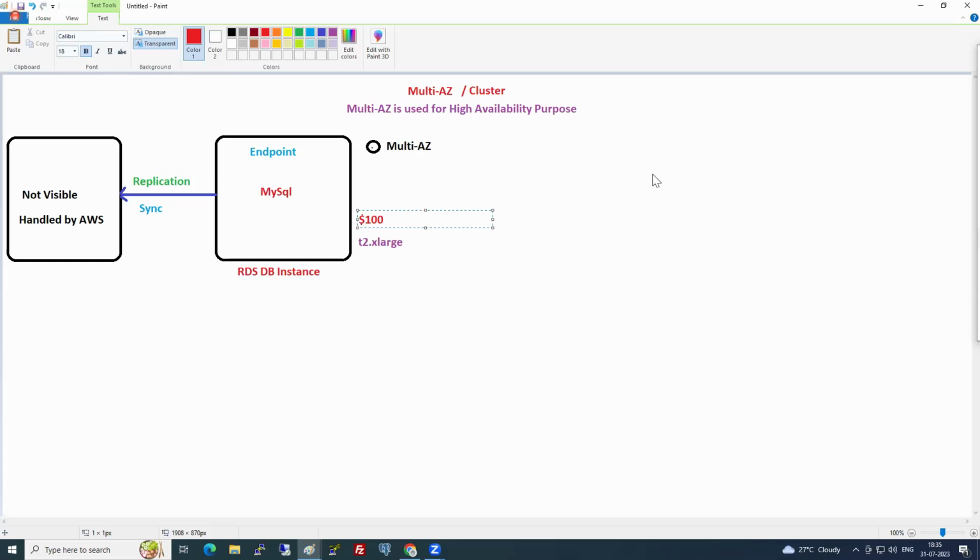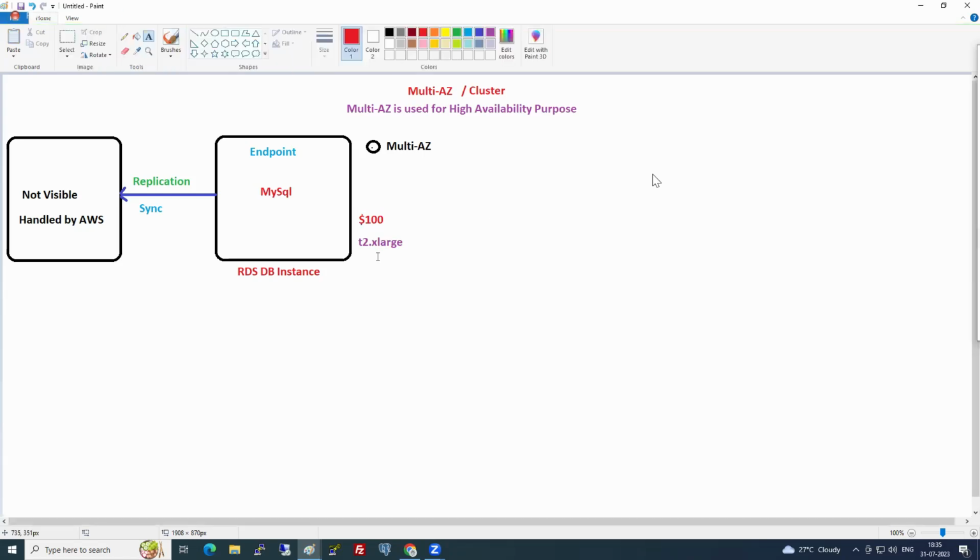Guys, whenever you enable multi-AZ, you need to pay double the amount. So how much do you need to pay for this? $200. So multi-AZ is an extra cost. Without knowing this, many people in real time go and select that option, and at the end of the month they start crying, and your manager will start hitting you on the head: why did you get this much bill? Without knowing all these things, you cannot go and do this, right? So multi-AZ is double the cost.